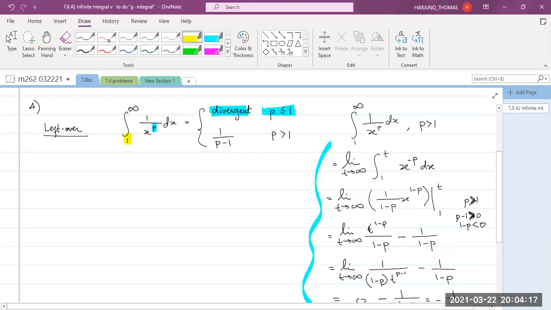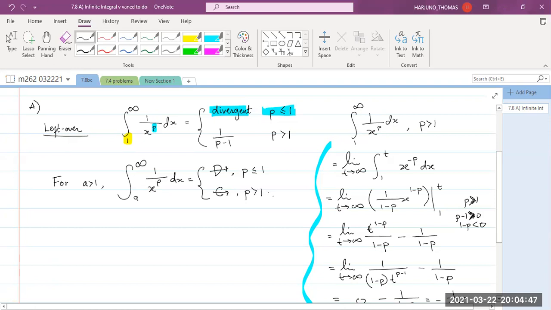Okay, let's change it to another number greater than 1. So for a greater than 1, the integral from a to infinity of 1 over x to the p dx. All we need to know is that it's divergent when p is less than or equal to 1, and convergent when p is greater than 1. This is my notation for divergent, and convergent when p is greater than 1.